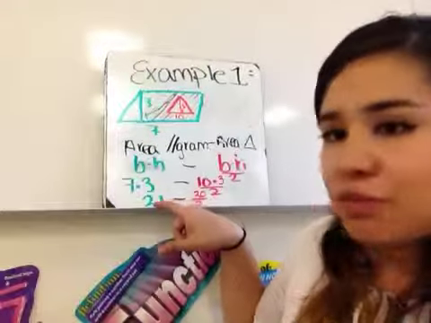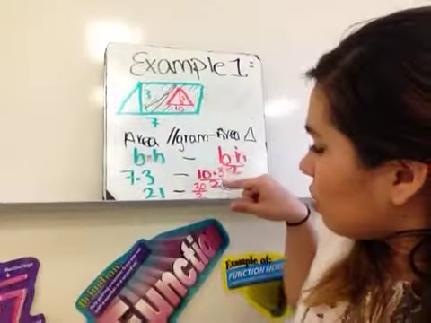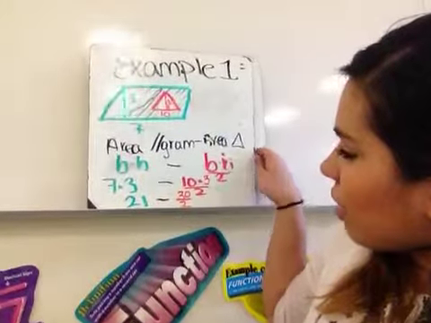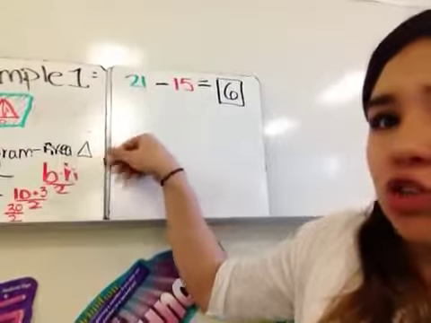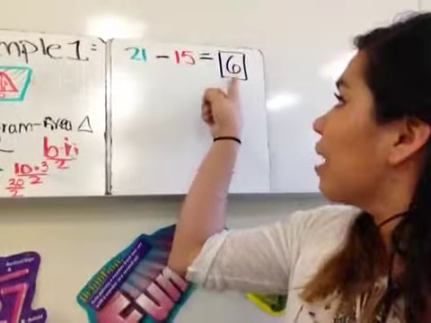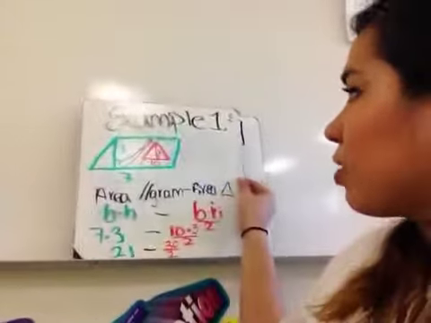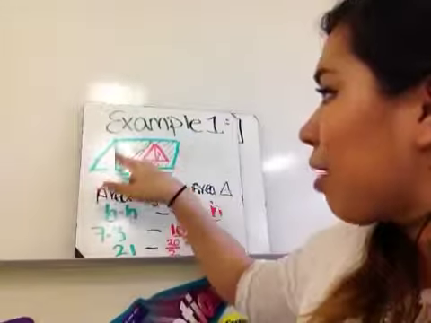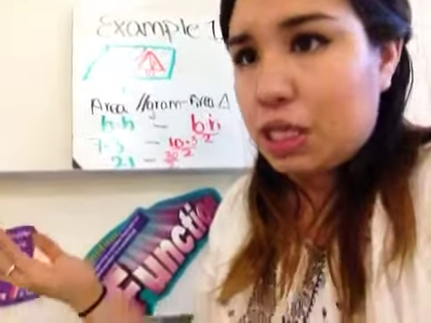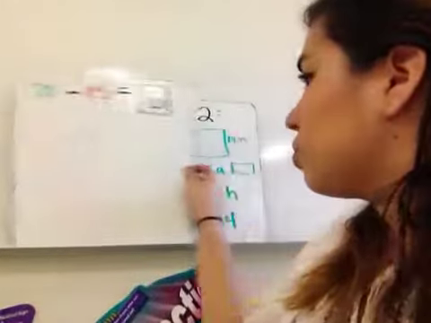7 times 3 gives me 21. I got the area of the parallelogram. And then I can do 10 times 3 divided by 2, which is 30 divided by 2, so I can get the area, 15. So I'm left with 21, I take away 15, and that equals 6. So the area of what's left over in this picture, this black part, would be 6 centimeters squared, whatever unit it was that we were dealing with.